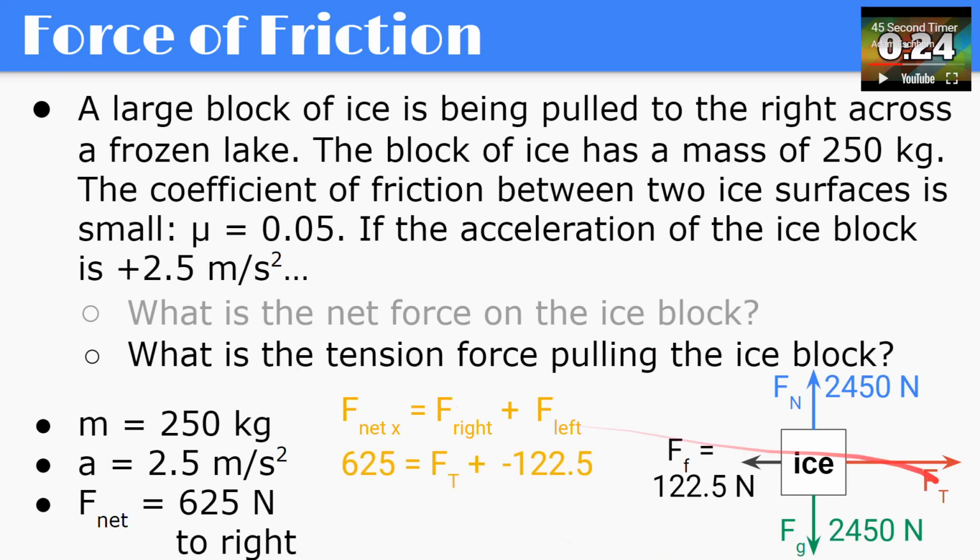My rightward force, Ft, I don't know what that is. My leftward force, again, forces are vectors. Make sure you put that negative sign on, negative 122.5. I'm going to solve for Ft. Right now, I'm basically subtracting 122.5 on the right, so I'm going to add 122.5 to both sides to cancel that. 625 plus 122.5 gives me a force of tension of 747.5 newtons to the right.